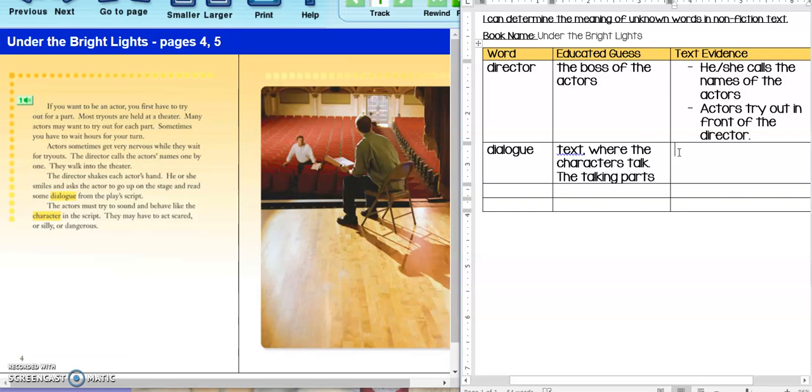There we go. And so I'm going to say that they have to read dialogue off a script.